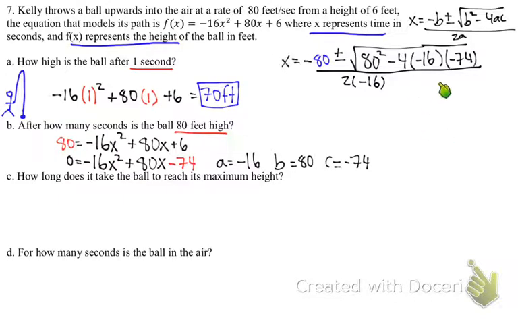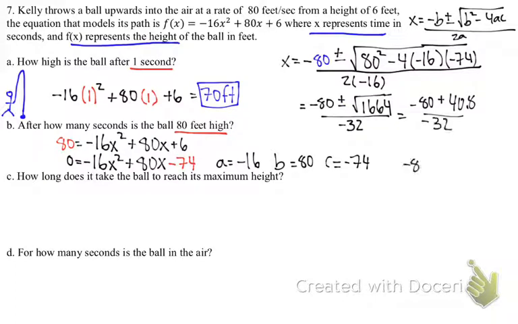Alright, from here we start simplifying. We start inside the square root, simplify all that, and we come up with 1664. On the bottom we get negative 32. So take 80 squared and combine it with negative 4 times negative 16 times negative 74 to get 1664. From here we have to square root 1664 and break it apart. The plus and minus sign splits into two pieces: one that's a plus, and one that's a minus.